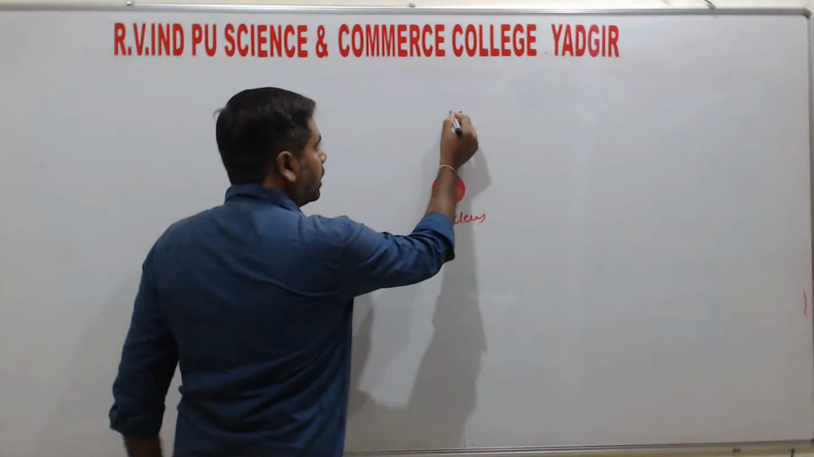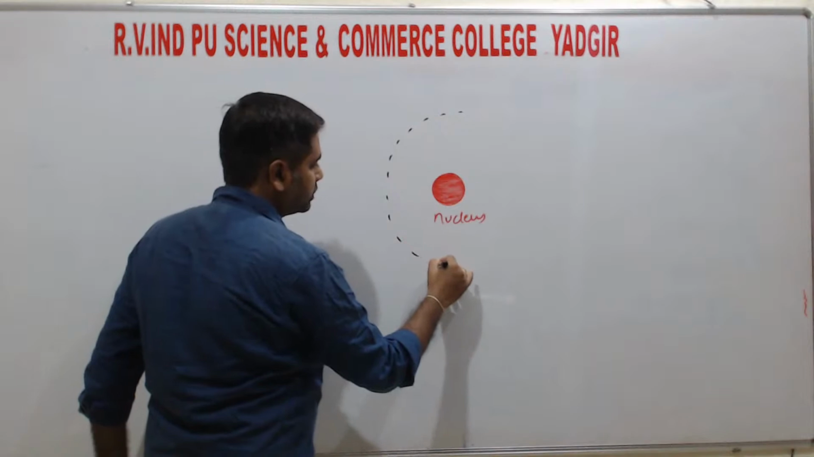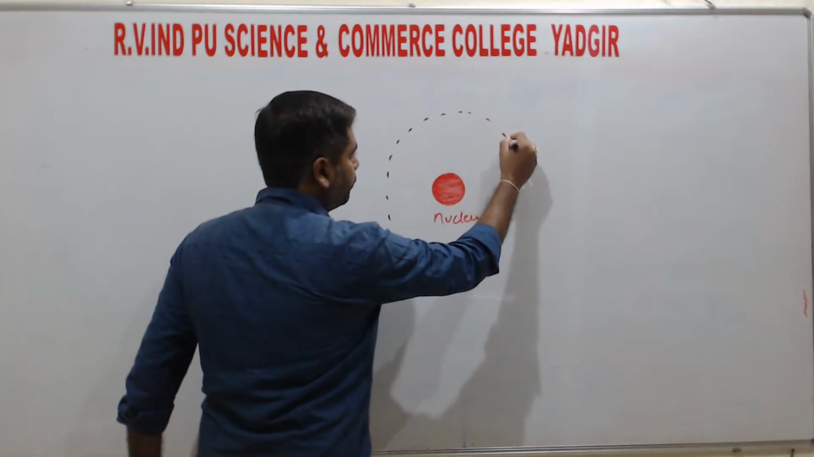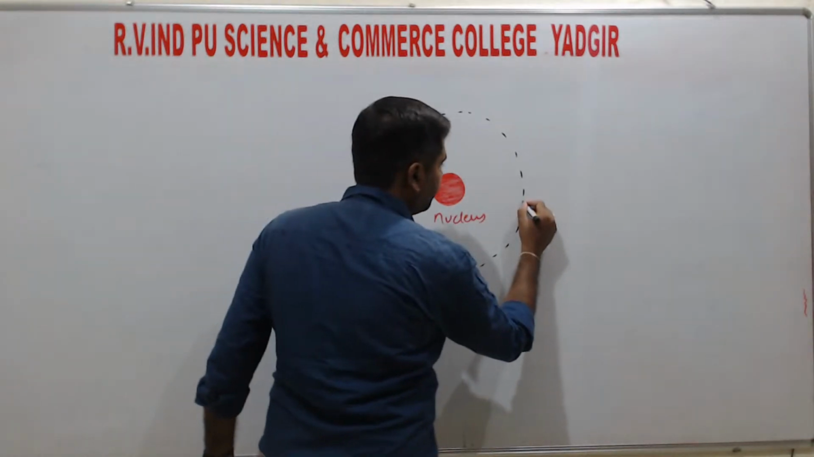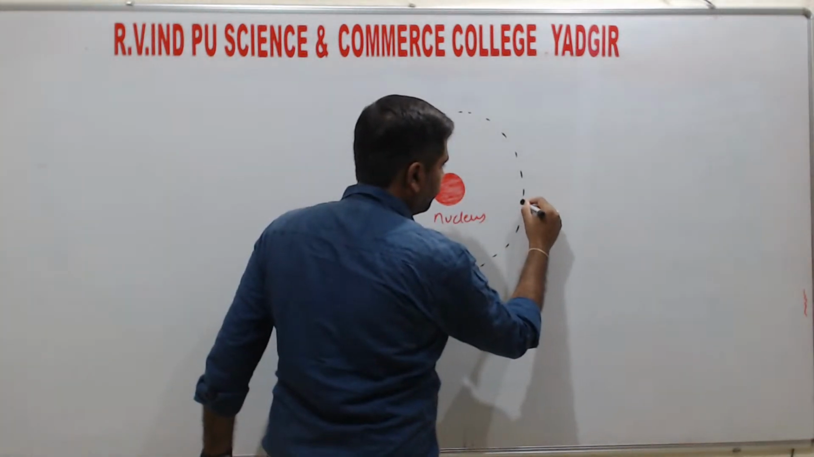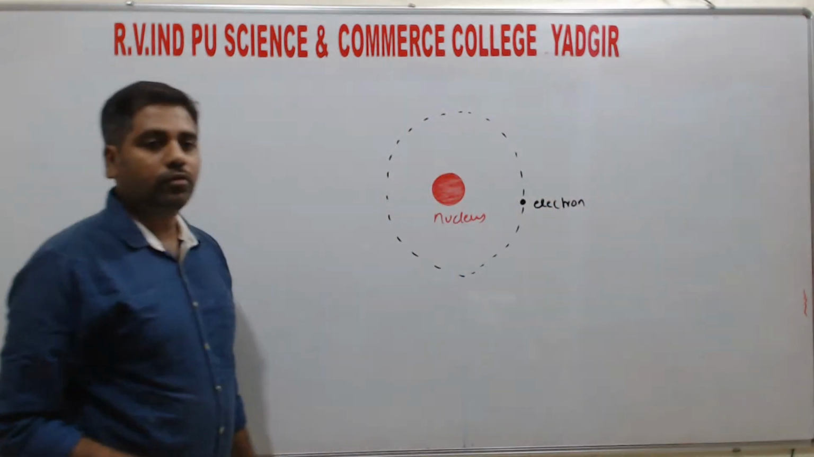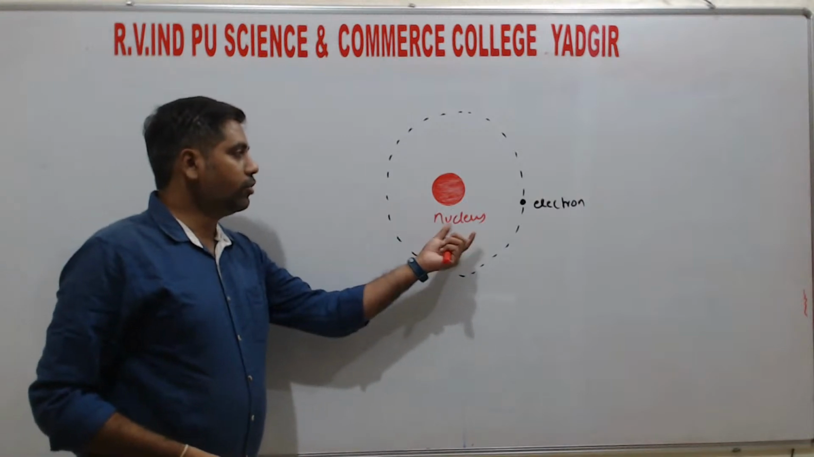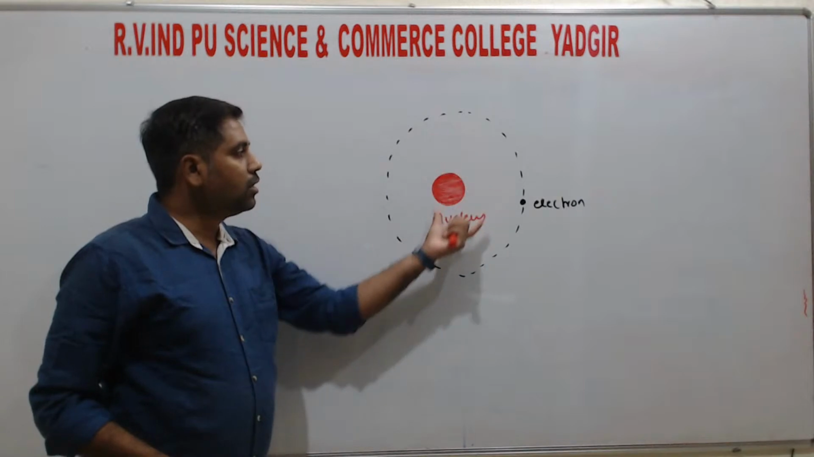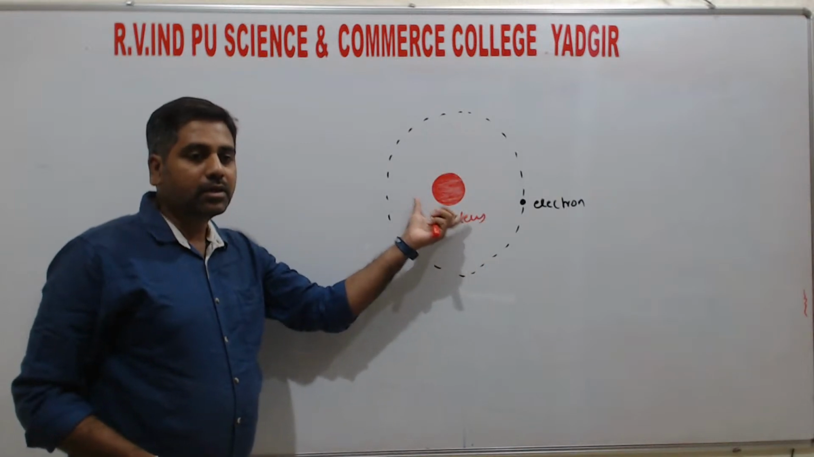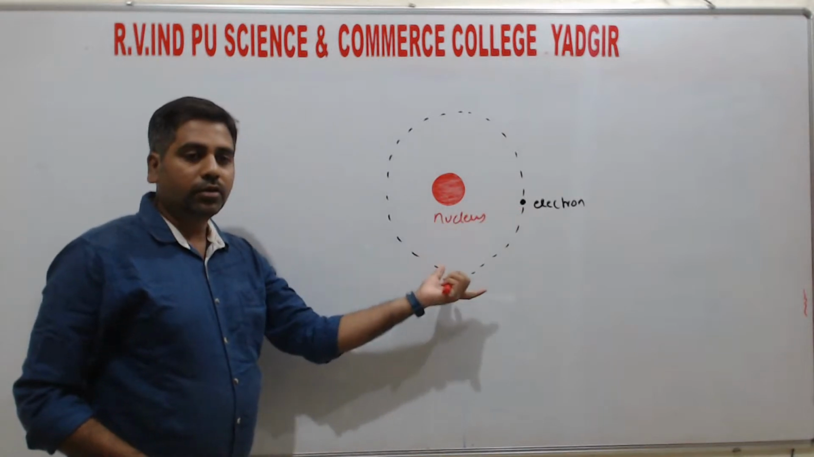Also, the electron is revolving around the nucleus, like this. This one is the electron. The electron is revolving around the nucleus, and the whole of this he called the atom. So the atom is almost empty space, because the electron is at a large distance from the nucleus.